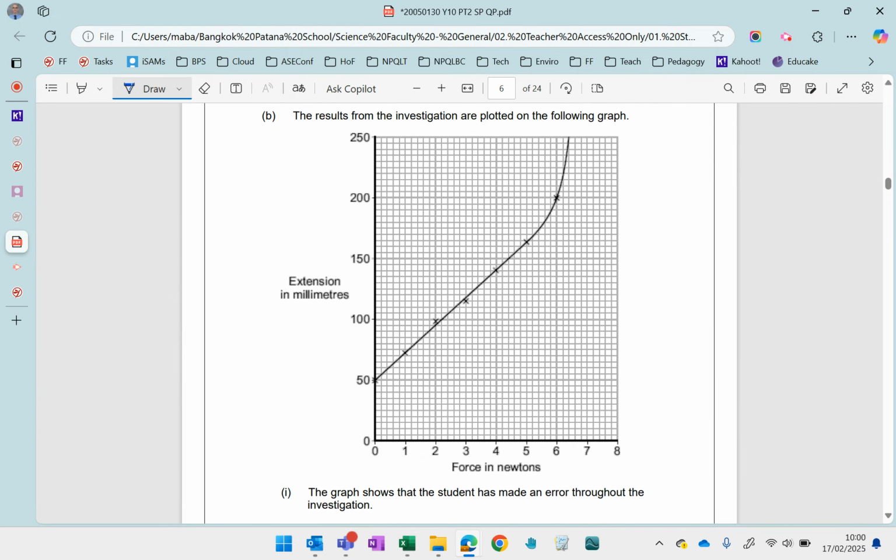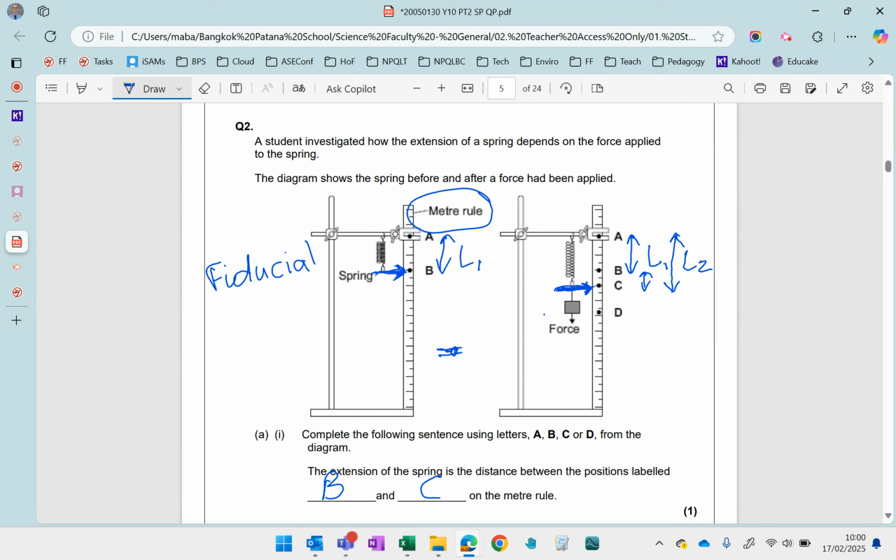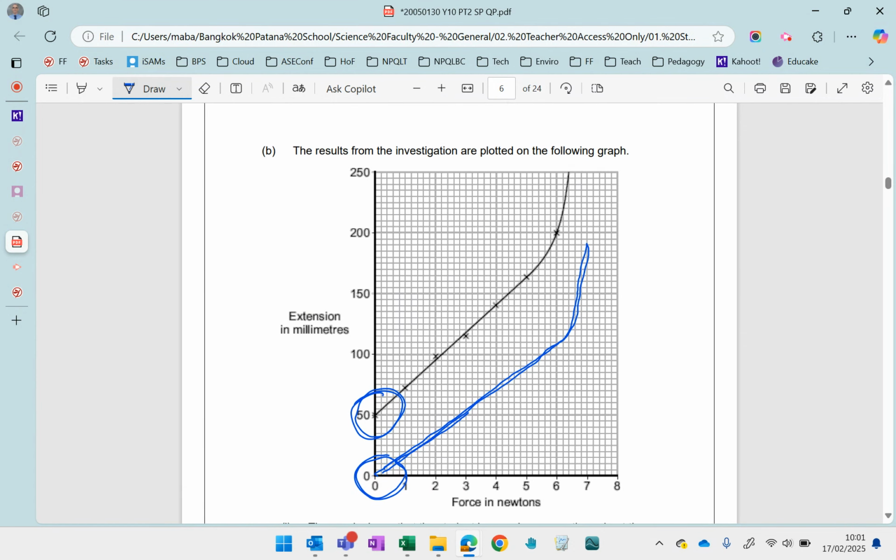So the graph shows that the students made an error throughout the investigation, and actually the graph for a spring should look like this, shouldn't it? It should look like a straight line through the origin, which then curves up when you go past the elastic limit. So that's the problem right there. So how is it that their whole graph has been shifted up by 50 millimeters? It's because they've measured the length of the spring, not the extension. They've plotted the length of the spring, right? So the length of the spring here is 50 millimeters. And you can see that because it doesn't go through 0, 0. All right.